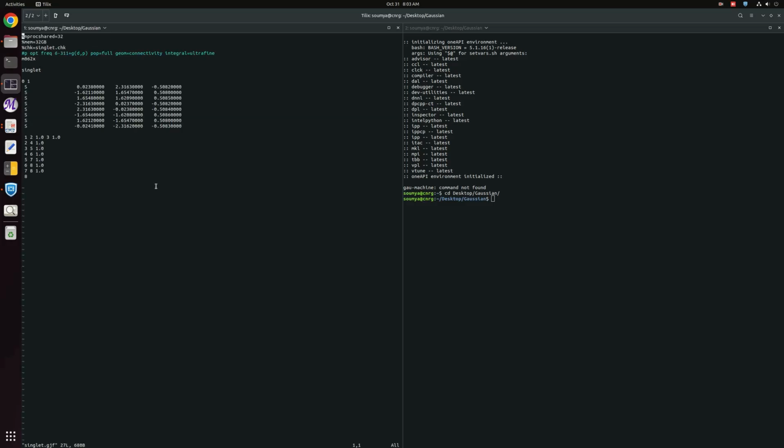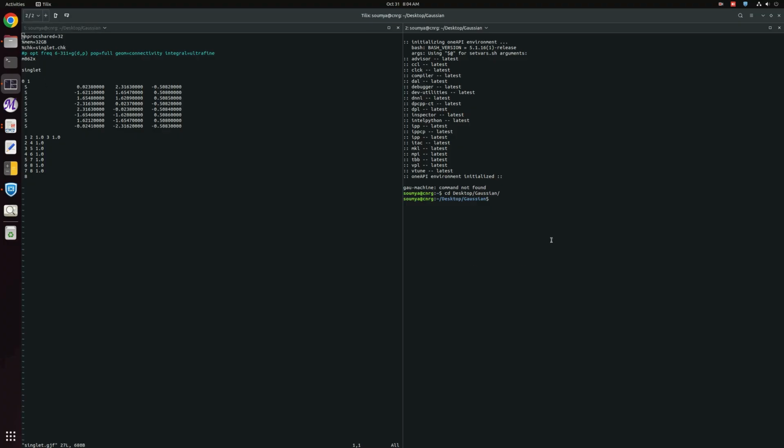Here you see that we have taken one structure where we are optimizing the structure along with a frequency calculation, using the 6-311+G(d,p) basis set, with population full and geometry connectivity, and we have used the DFT level M062X. The charge here is given as 0 and the multiplicity is 1, that is the singlet one.